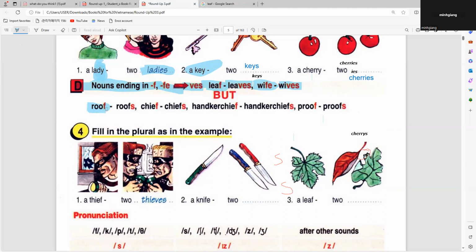Please read. Roof. Roofs. Okay, you would just add S, okay? Roofs. Yeah, that's right. Next. Chief. Chiefs. Okay, that's right. This one. Hunter. Oh, what's this? Please read. Handkerchief. Handkerchiefs.